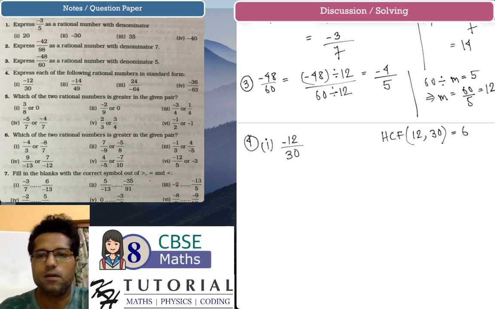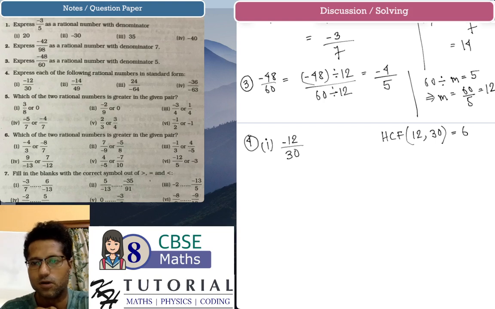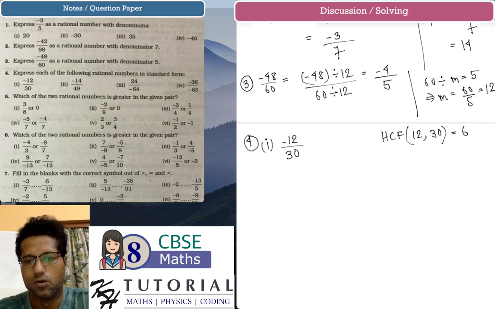Okay. Now, how do we convert a given rational number to its standard form? First we check whether the denominator is negative or not. In this case it is not. If it was negative, then we would first make the denominator positive by multiplying both the numerator and the denominator with minus 1. In this case the denominator 30 is already positive. So now we will just divide both the numerator and the denominator by their HCF, that is the HCF of the absolute values of the numerator and the denominator, which in this problem is 6.